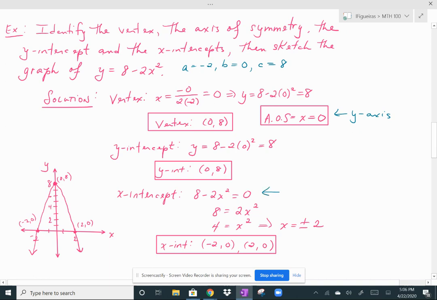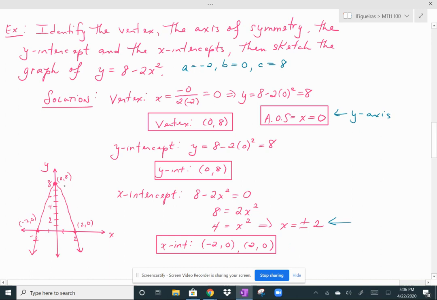The format of this equation is a good candidate for the square root method. So I add 2x squared to both sides. Then I divide by 2. So I'm left with 4 equals x squared. When you take the square root of both sides, you get two solutions. x is equal to plus or minus 2. Okay, so those solutions represent intercepts. And so my x-intercepts are (negative 2, 0) and (2, 0). So I have 3 points to plot.